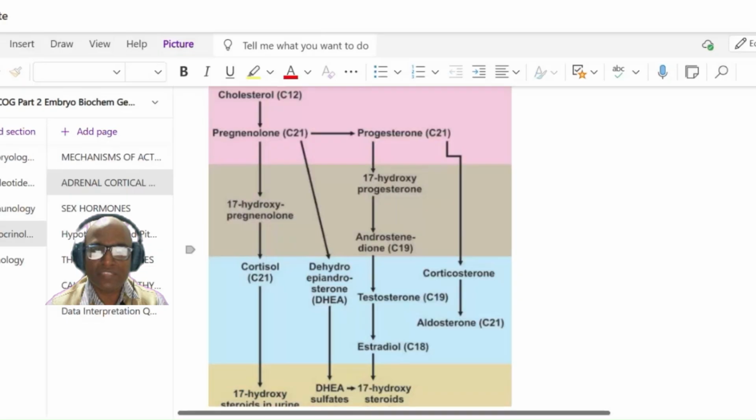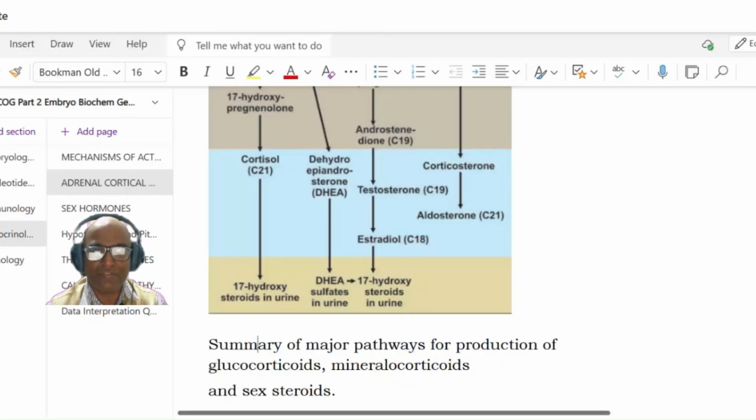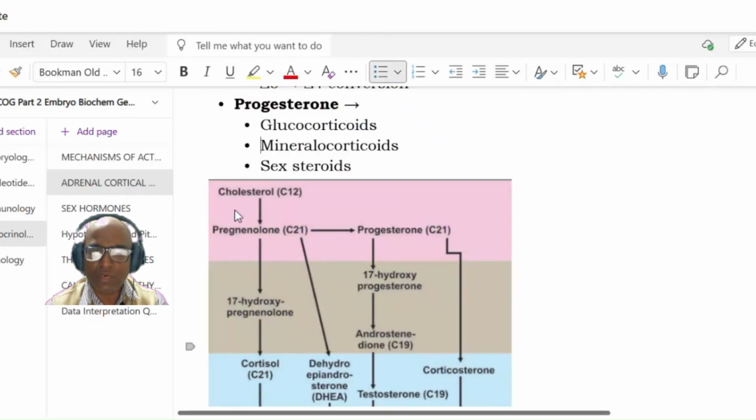Now the same thing is described in this particular figure. What you see here are the precursors. Cholesterol is converted into pregnenolone, and pregnenolone is converted into progesterone. So the precursors are here. Then the second row is the intermediate products: 17-hydroxy pregnenolone, 17-hydroxy progesterone, androstenedione. So these are the intermediate products.